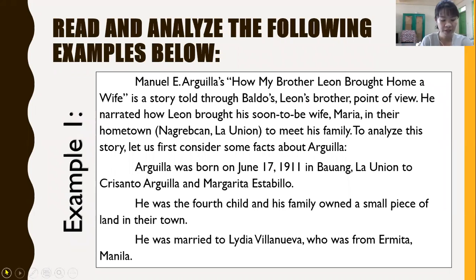Based on the facts presented, we can infer that Arguilla's "How My Brother Leon Brought Home a Wife" was a creative retelling of how his then girlfriend Lydia Villanueva met his folks in La Union. Moreover, Maria fondly calls Leon Noel, which also reads as Leon in a reverse manner, or simply referring to the author, since his first name was Manuel. The Ilocano culture of calling an older woman or man manang or manong, respectively, was also evident.